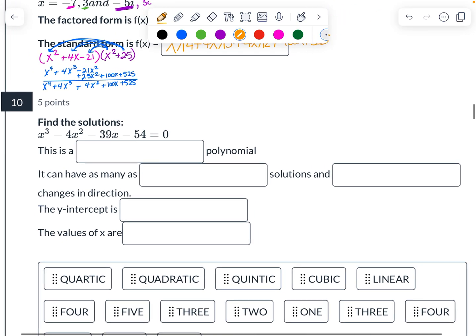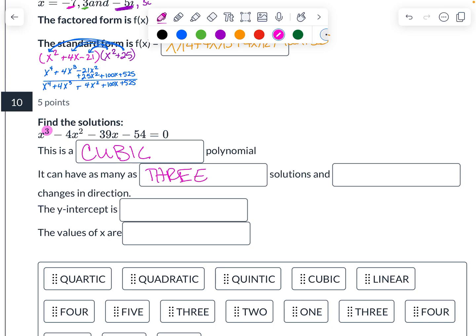Okay, this is not factorable. What are we on, number 10? This is not factorable because 39 and 54, they do share a 3. But I don't think they're going to share anything else. So first of all, let's answer things we can answer before we start doing any terrible math. This is a third power. So this is a cubic polynomial, which means it will have as many as 3 answers and 2 changes in direction.